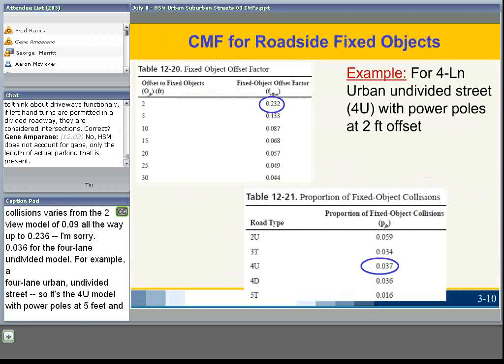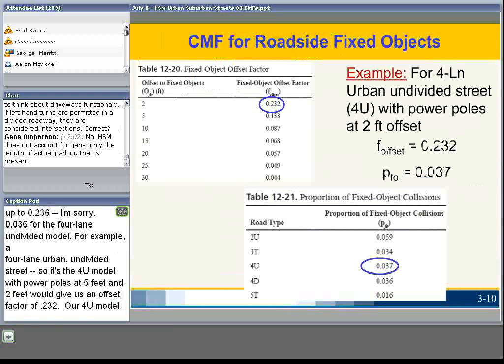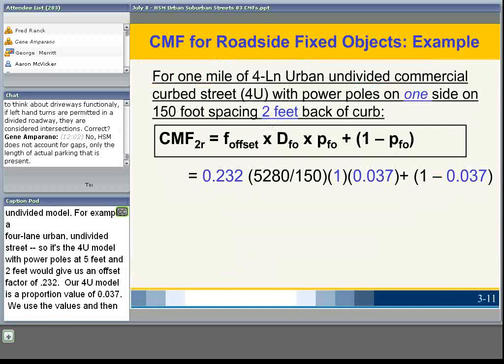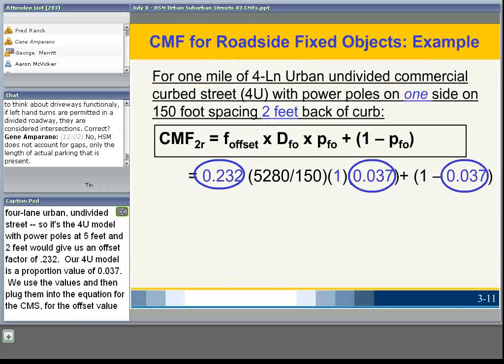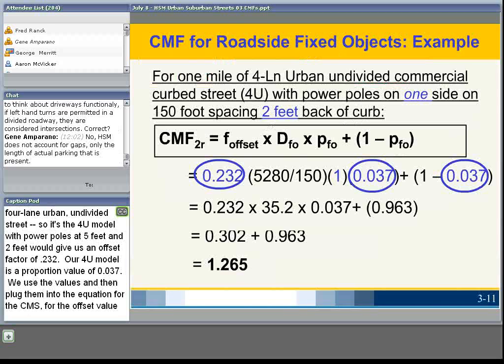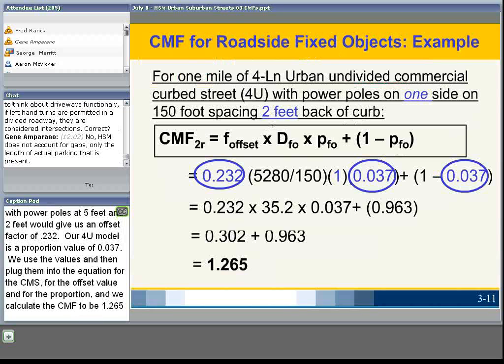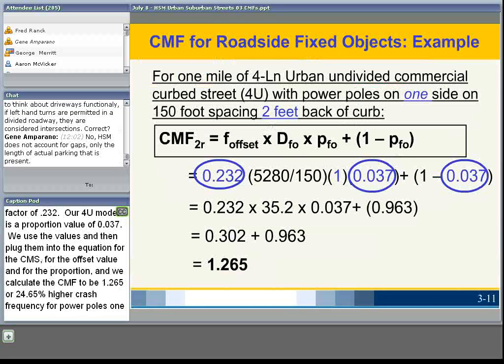Our fixed object offset factor varies by the width of the offset from 2, 5, 10, 15, 20, 25, and 30 feet in terms of the value of the factor. And our proportion of fixed object collisions varies from the 2U model of 0.059 all the way up to 0.36 for the 4-lane divided model.